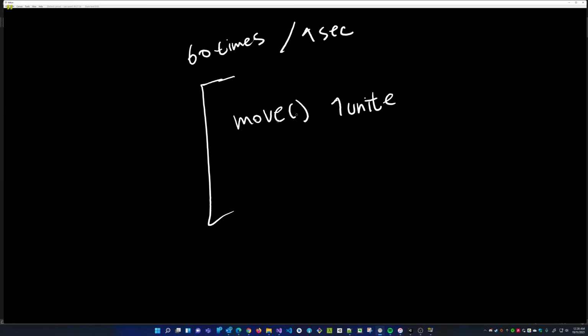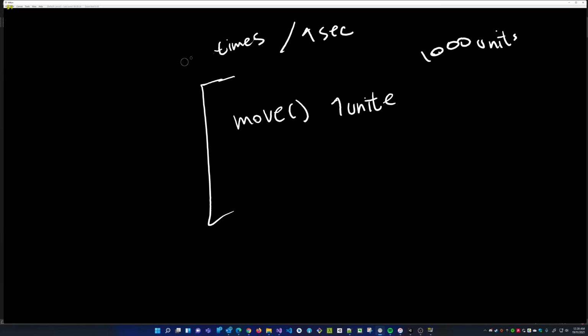So that means in 1 second, I am going to move 60 units because this runs 60 times in 1 second. I'm going to move 60 units or 60 pixels or whatever you want to call it, right? What if this runs 1,000 times in 1 second? That means I'm going to move 1,000 units in 1 second, right? So the more this executes, the faster the movement speed.